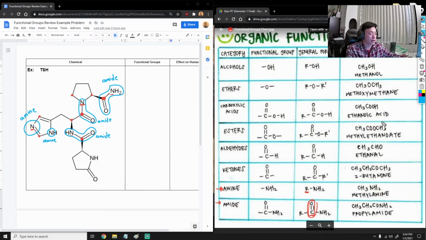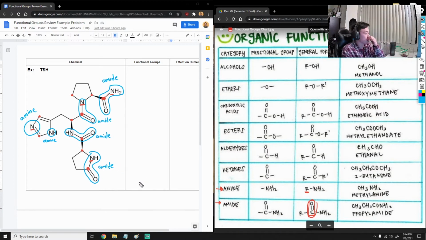Now, if we go to the last nitrogen on the very bottom, you're going to see that this one right here is connected to a carbon to the top and a carbon downward. The carbon downward is double bonded to an oxygen. So this is going to be another example of an amide.